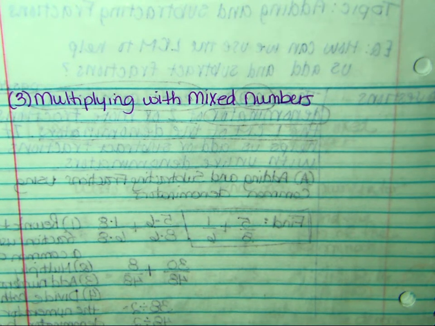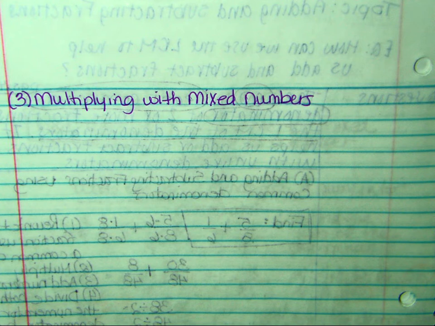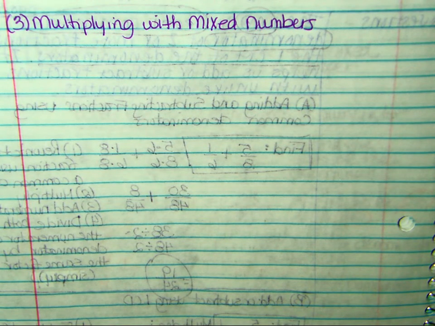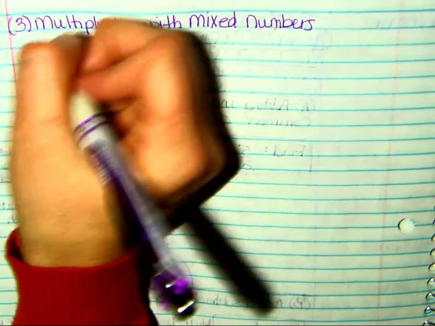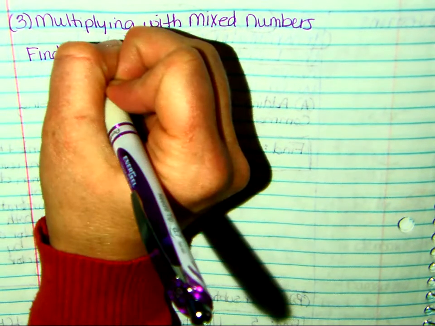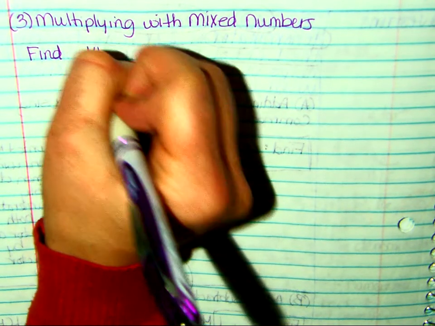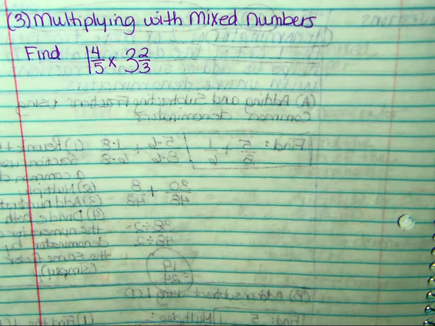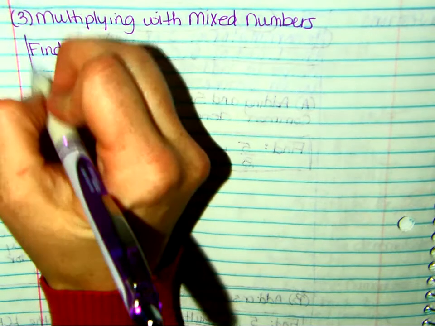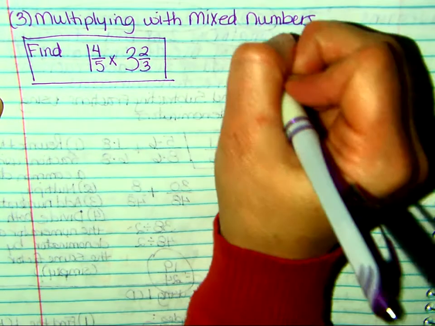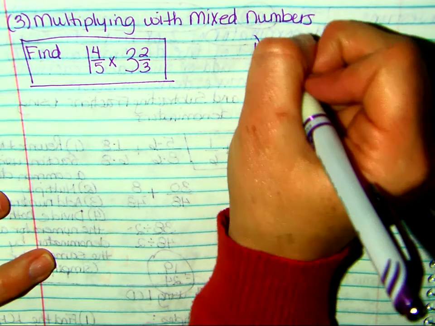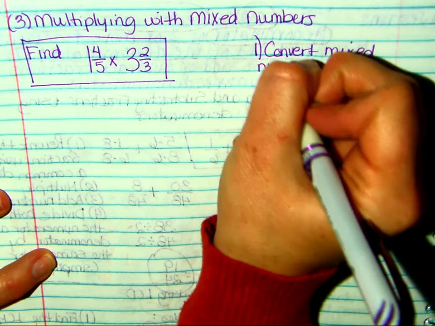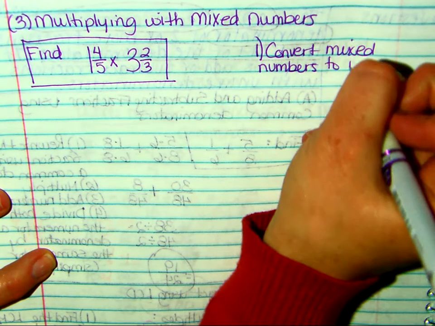So same process, but before we can start multiplying straight across, we have to start off by converting those mixed numbers, that number that has a fraction and a whole number, we have to convert it to an improper fraction. So let's do an example problem. So we're going to find 1 4/5 times 3 2/3. So the first step, convert mixed numbers to improper fractions.